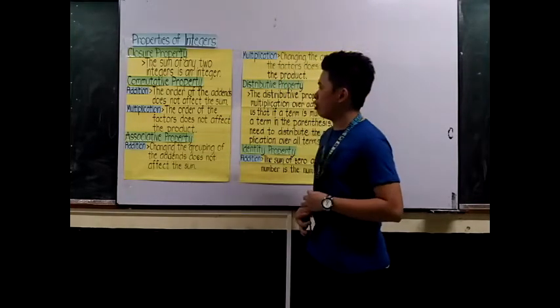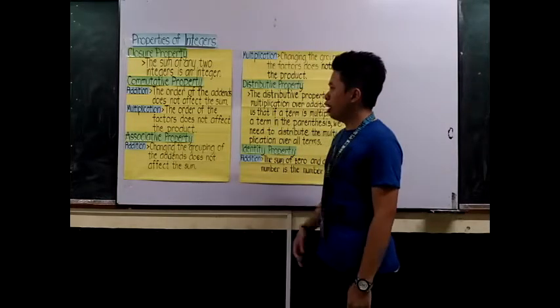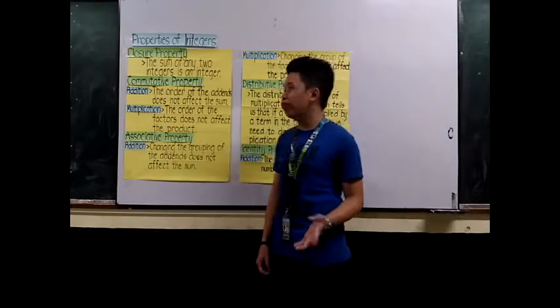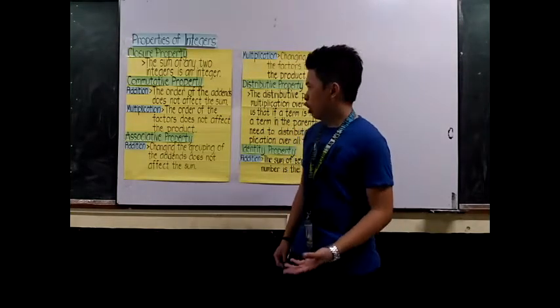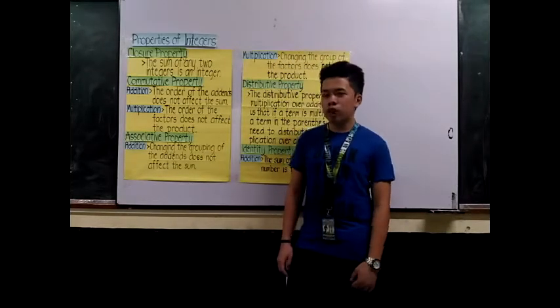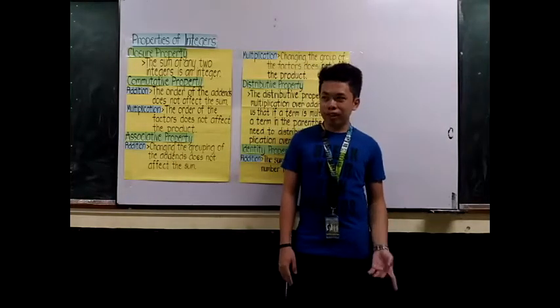The next property is the commutative property. In addition, the order of the addends does not affect the sum. So 4 plus 7 is equal to 7 plus 4. Negative 1 plus negative 3 is equal to negative 3 plus negative 1. In multiplication, the order of the factors does not affect the product. So 5 times 6 is equal to 6 times 5. Negative 1 times negative 3 is equal to negative 3 times negative 1.